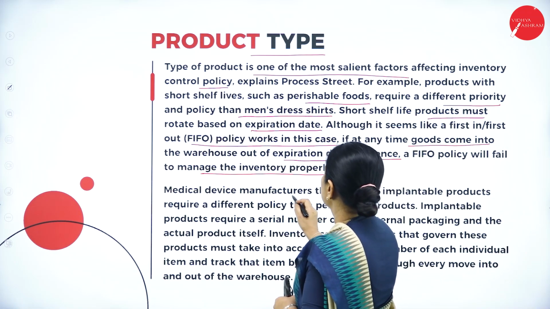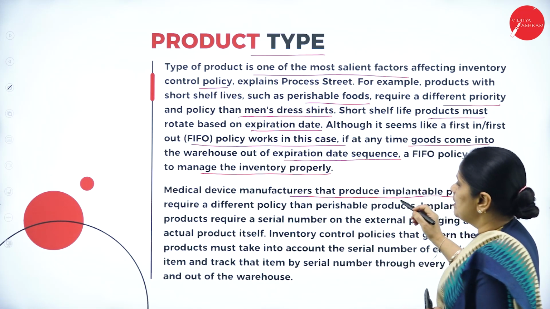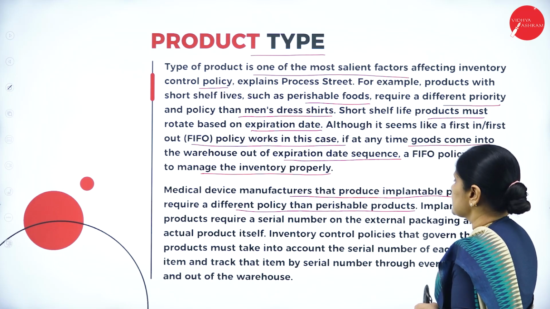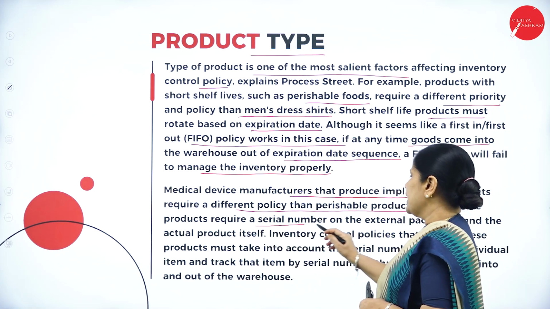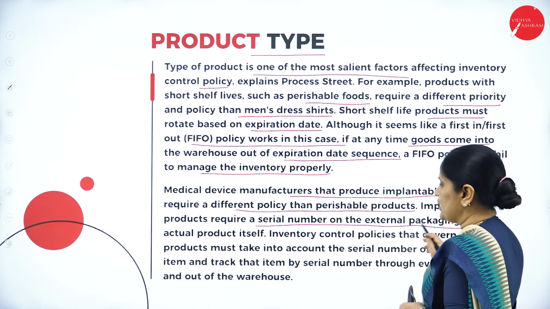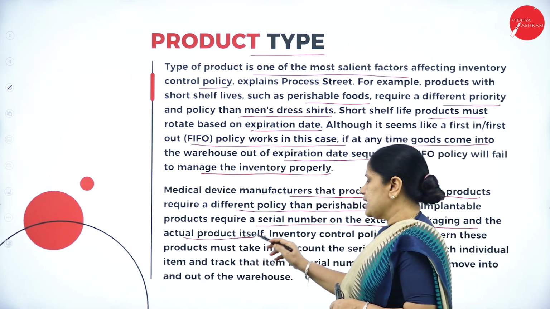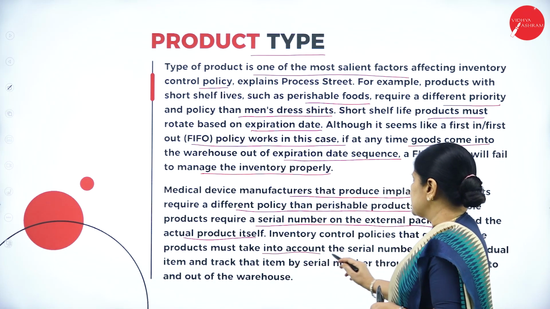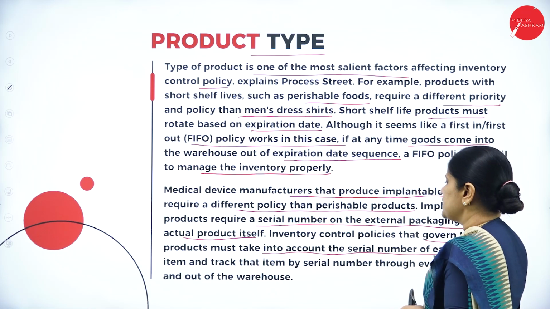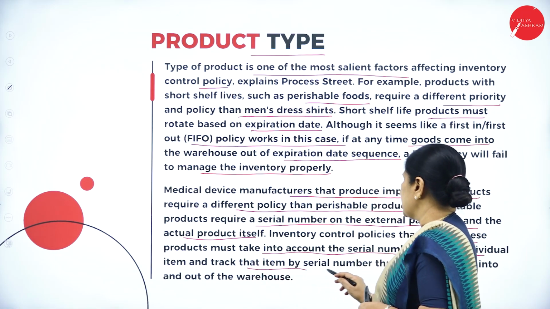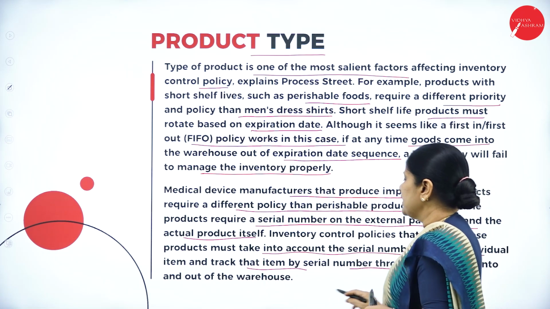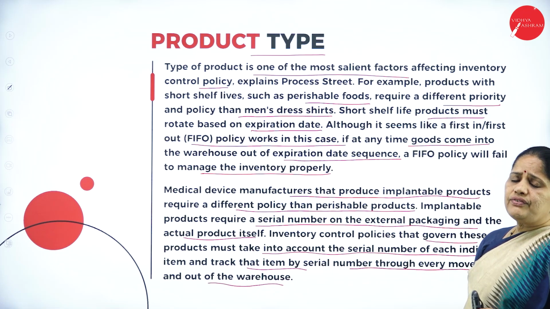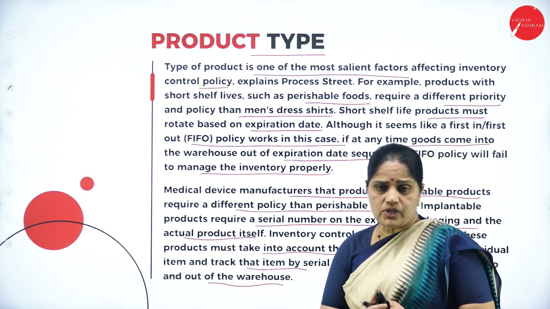Medical device manufacturers that produce implantable products require a different policy than for perishable products. Implantable products require a serial number on the external packaging and the actual product itself. So, inventory control policies that govern these products must take into account the serial number of each individual item and track that item by serial number through every move in and out of the warehouse. So, they have a different inventory policy for different types of products.